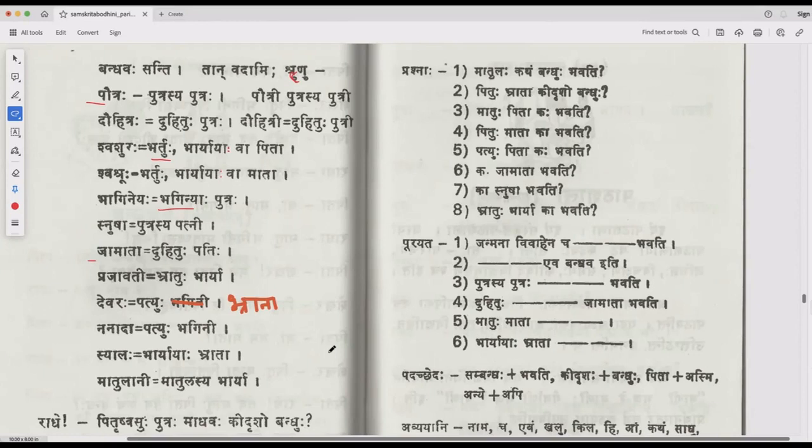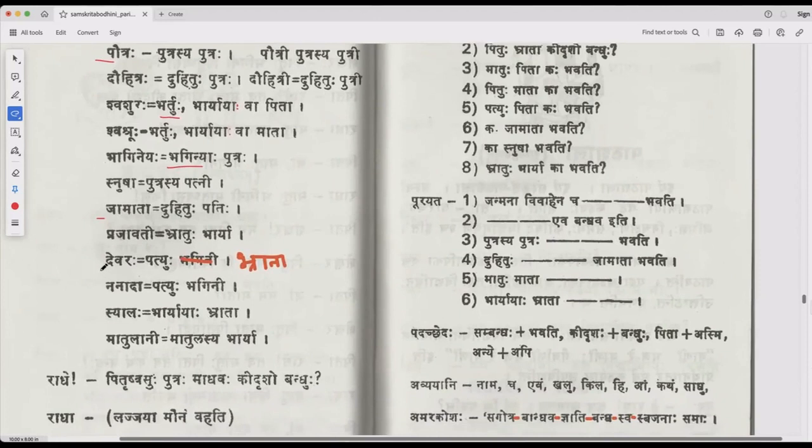Prajavati, bhratuh bharya. Prajavati is brother's wife. Devaraha, patyuh bhrata. Devar is a husband's brother. This is a word that you find in Hindi. Yeah, devar. And Nanada also. Nanada, patyuh bhagini. Nanada is husband's sister. Nanada is used in Hindi.